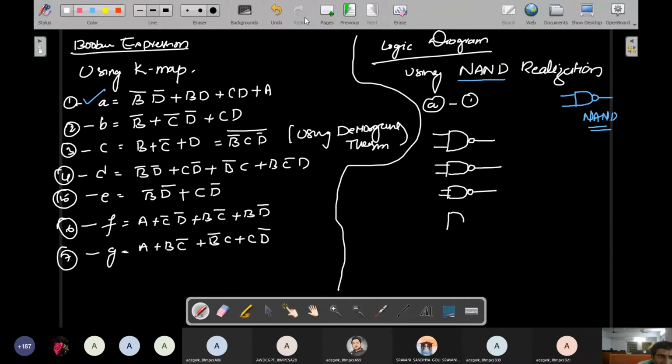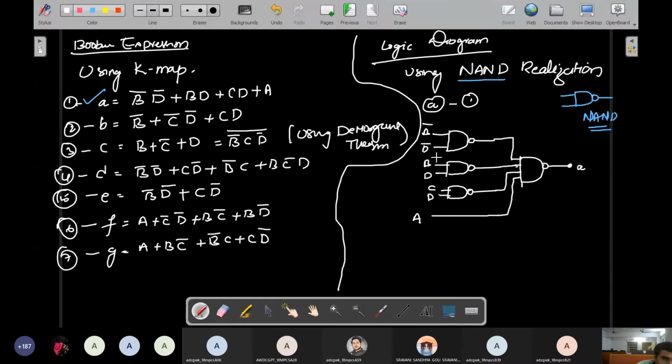Not 3, it is enough. So the first input is B bar, the second is BD, and CD. And you will take one A also. Here the A line is simply connected, and all these go into one NAND gate. So this is your final output.